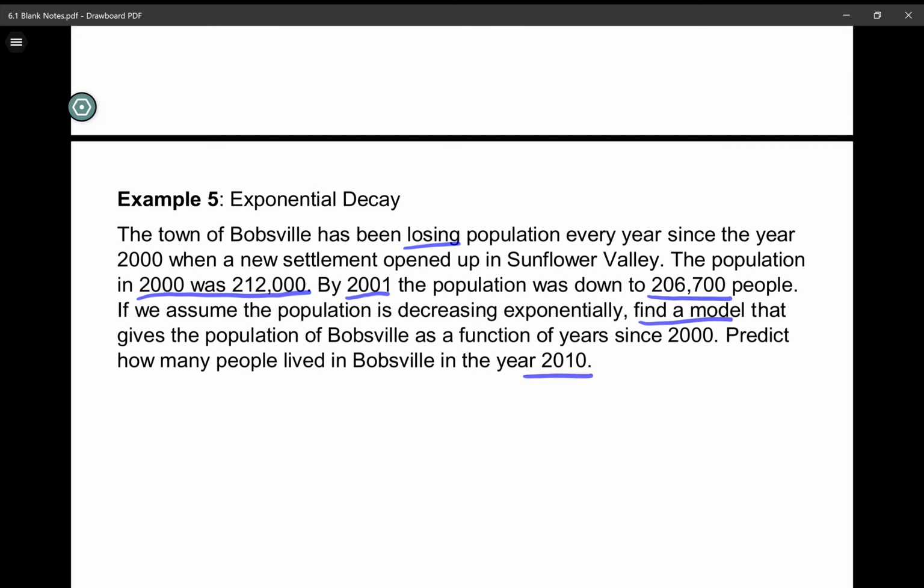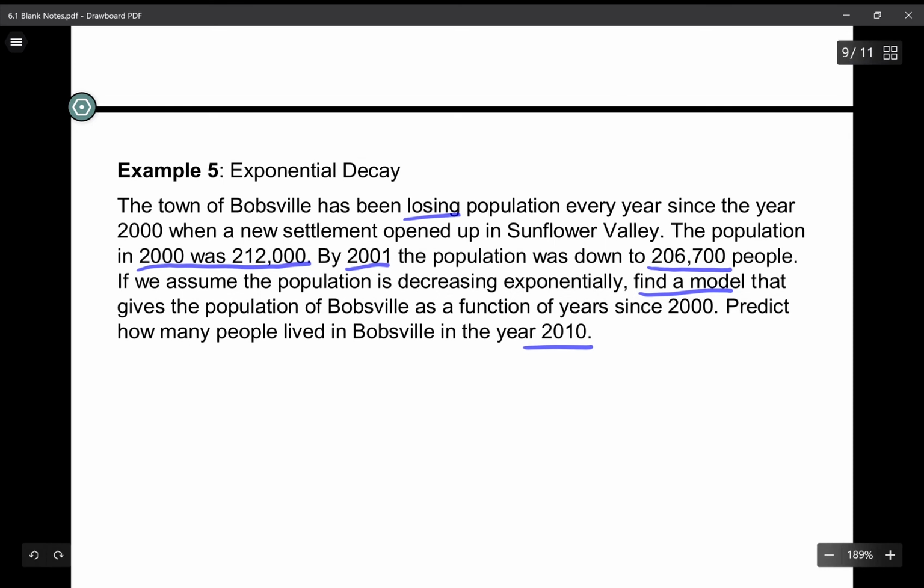All right, so let's go ahead and just put this into a chart. Sometimes that helps me. I'm going to say t is years since 2000. And P of t is going to be my population of Bobsville.